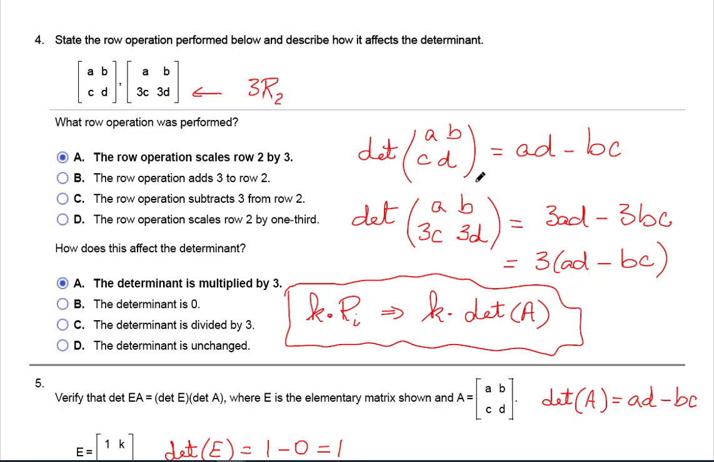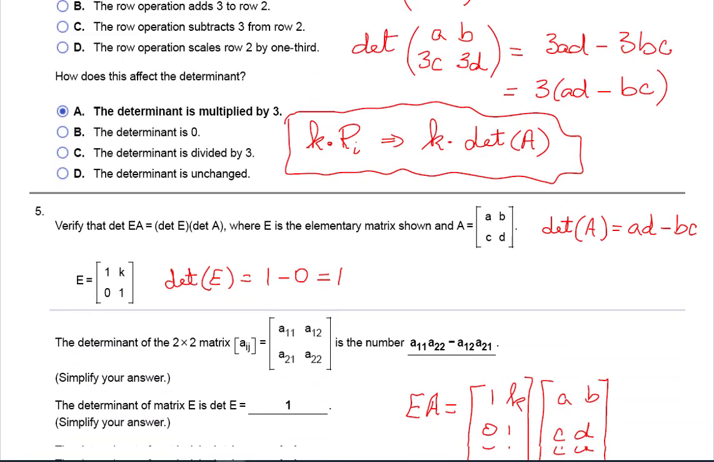So, what if I multiply a single row by a number? That single number comes out as a product times the determinant. So, multiplying any row by a number k means it's going to be k times the determinant of A.